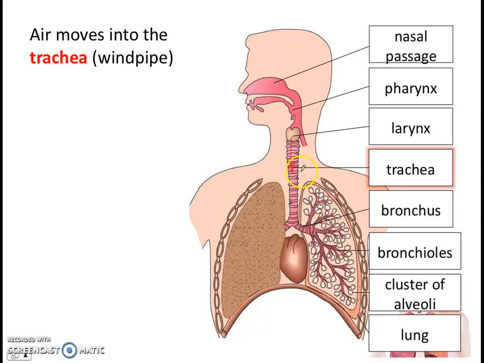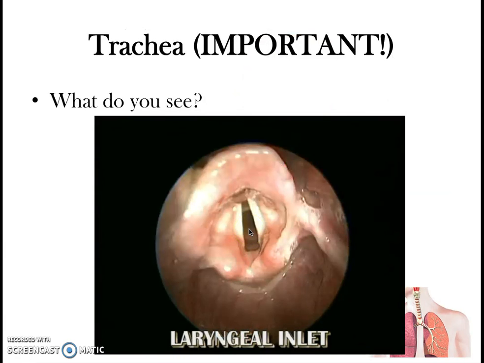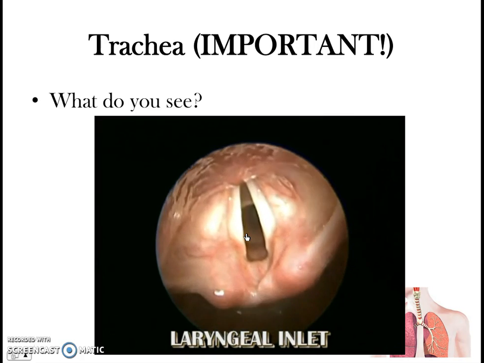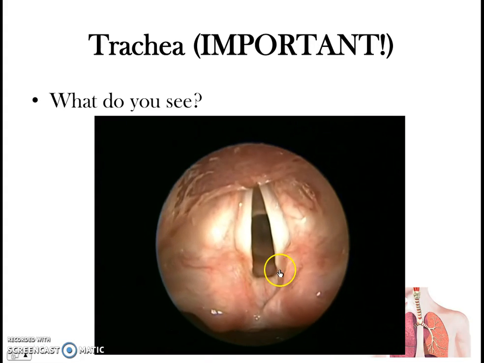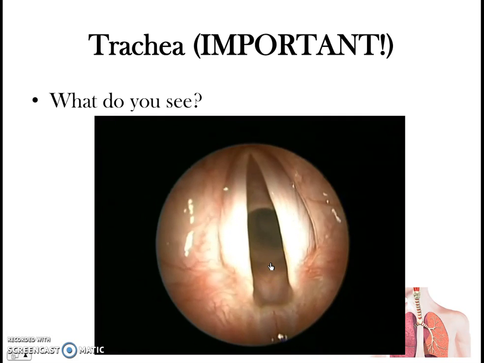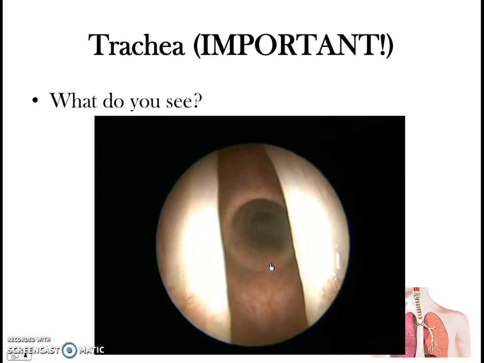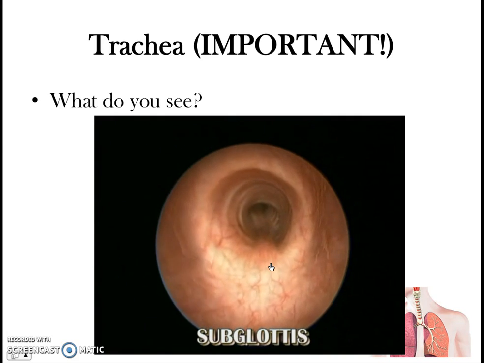Now the trachea is very important, so we're going to spend a bit more time on it. So let's start by watching this interesting video. What you're about to see is a camera being inserted down someone's trachea. I'll take a look at what it looks like. So this is the larynx. This is the opening to the trachea. So the camera is going to go down, and soon we will see the trachea.